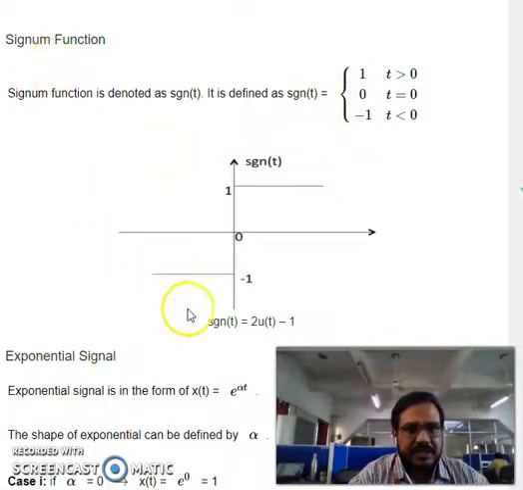The signum function can also be expressed in terms of unit step signal as 2u of t minus 1. This is a very important equation, because we'll see in the derivation of signum that it is defined like this. Signum of t is equal to 2u of t minus 1.